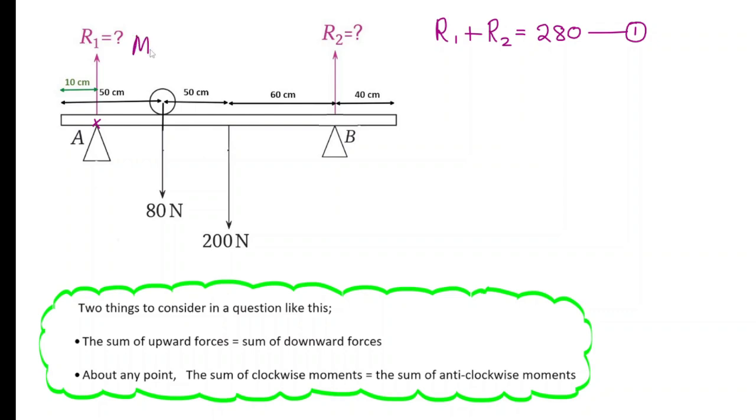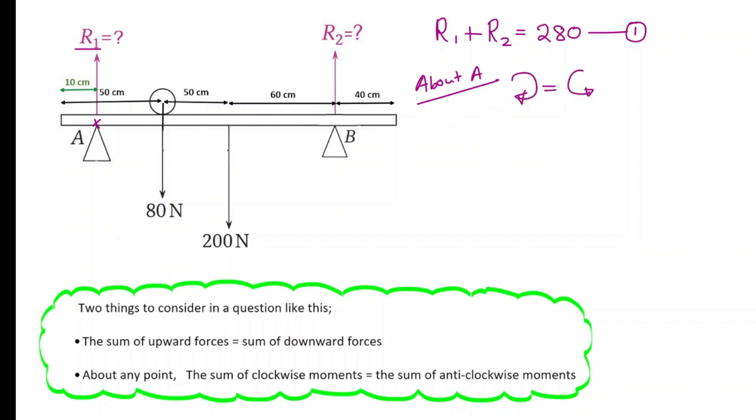So remember, moment is equal to force multiplied by distance. Now the distance here goes to 0. When the distance is 0, moment is 0, so I don't need to worry about R1, which means I can find the value of R2. Let me show you how this works. So about point A, the sum of clockwise moments is equal to the sum of anti-clockwise moments.